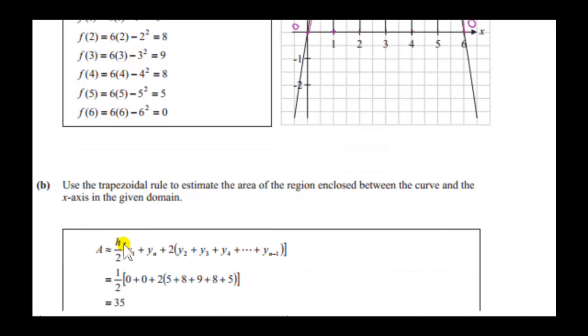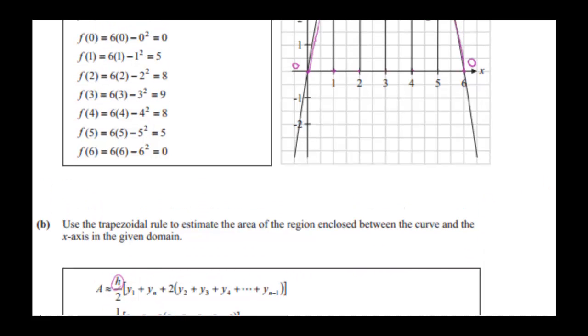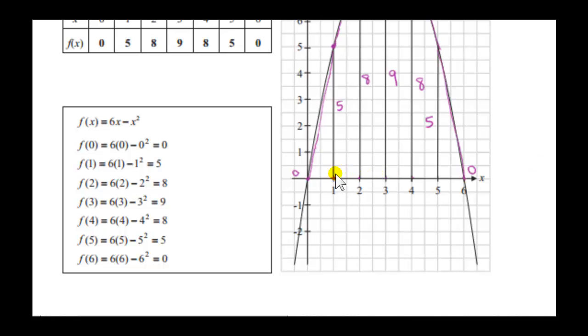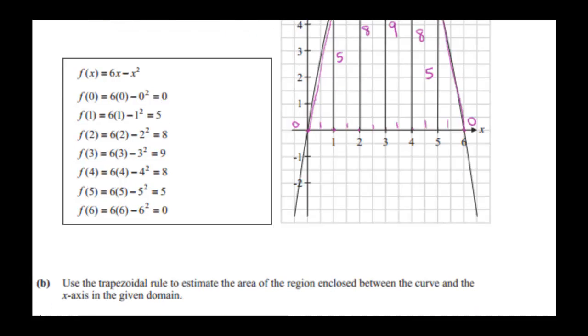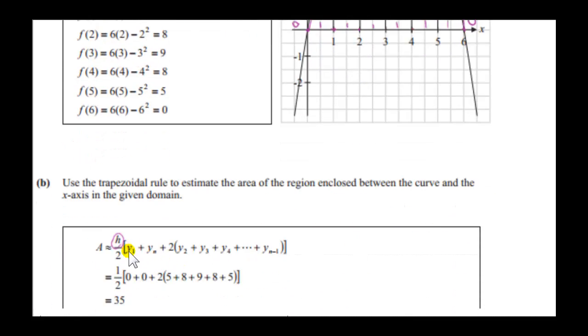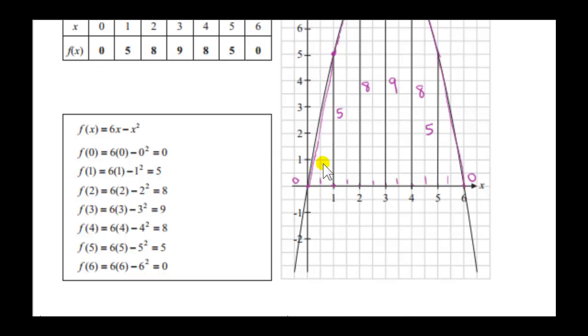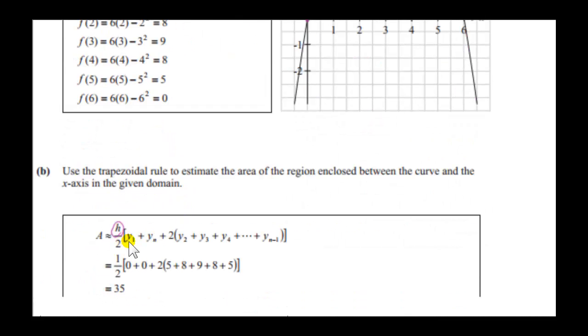Here it is. Now, the h in the formula stands for the width of each strip. So each strip, as you can see, has a width of 1. Okay, so 1 goes in for h. Now y1 is the height of the first strip. So here's the first strip. It's actually a right-angled triangle. The height of it is just the y value at 0, which we know is 0. Okay, f of 0 is 0, so 0 goes in for y1.